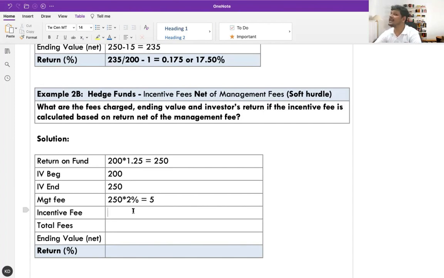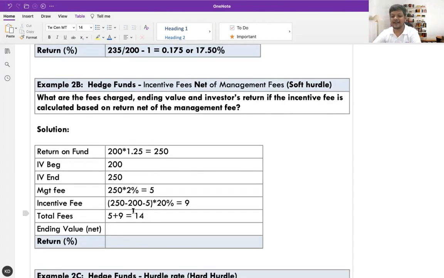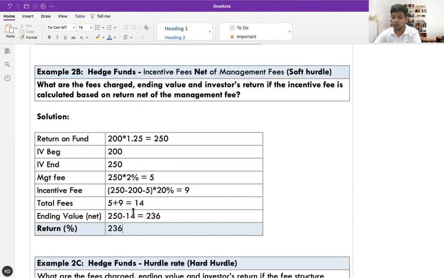But now my incentive fee will be how much? Net of the management fee. So it will be 250 minus 200 minus 5. 5 is also paid, right? So it has to be net of the management fee. So now my incentive will not be calculated on 50, but on 45. On this, how much is the incentive? 20%. So it will be slightly less. Are you getting me? Yes. Good for the investors, right? And this should be the way. So the net value that you will get now is 250 minus 14, so 236 divided by 200, that's going to be your return, which is 18%. Is that clear, everyone?